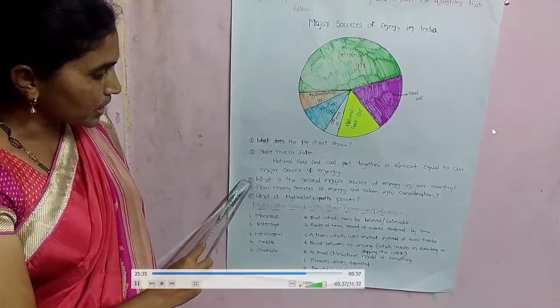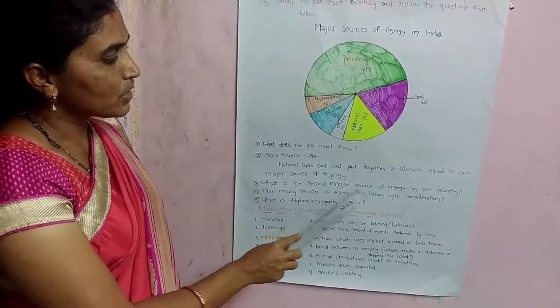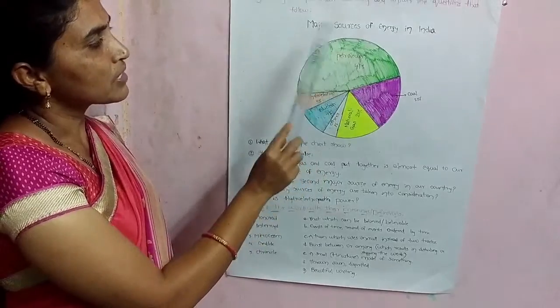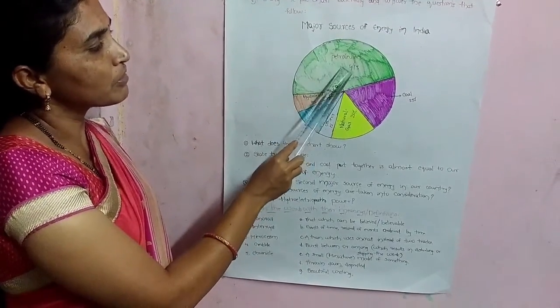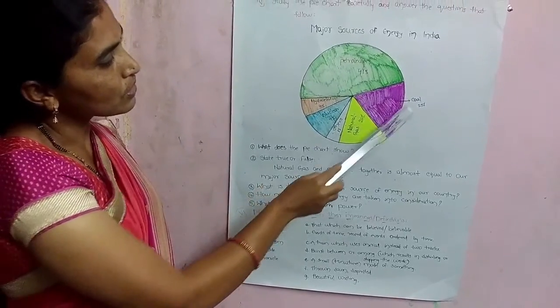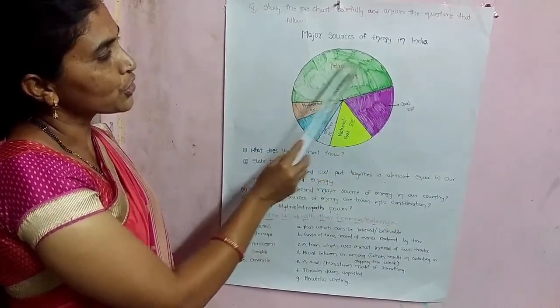Next, come to third question. What is the second major source of energy in our country? What is the second major? First major source is petroleum 41%. And what is the second major source of energy? That is coal. So coal is next to petroleum.